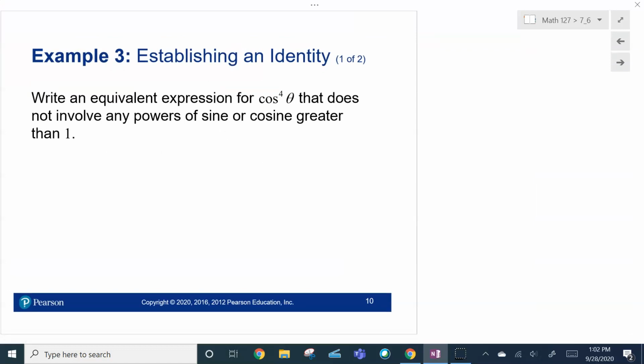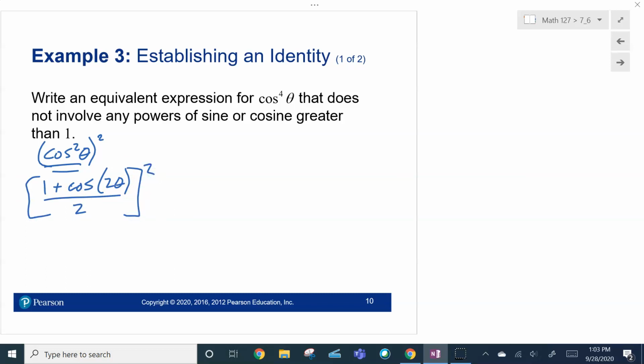So let's go ahead and write an equivalent expression for cosine of 4 theta by using those power reducing formulas. So I know that cosine of 4 theta is cosine squared of 2 theta, right? Now I'm going to replace cosine squared theta using the power reducing formula, 1 plus cosine 2 theta all over 2. So there I just power reduced cosine squared theta. Then I know it's still squared.